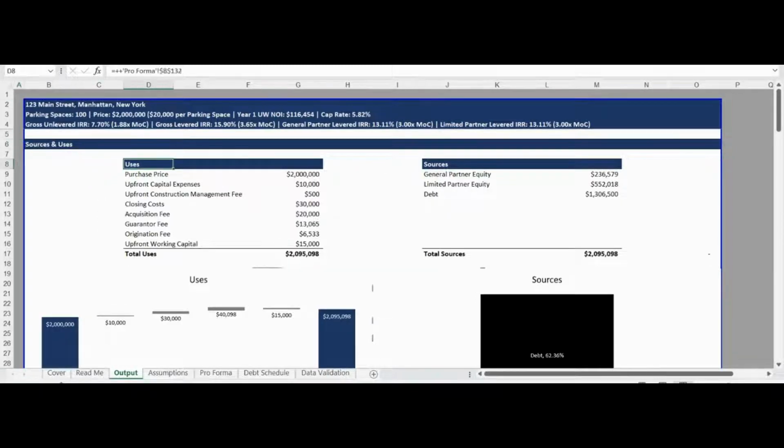The Output tab contains the high-level decision-making reporting from the Pro Forma Model analysis. The top of the output report begins with the consolidated sources and uses table showing the allocation of funds on closing and where capital will come from.